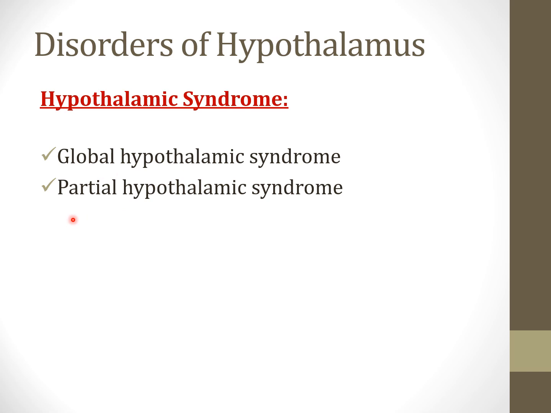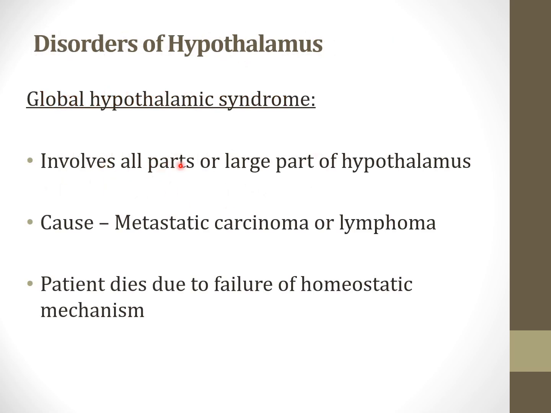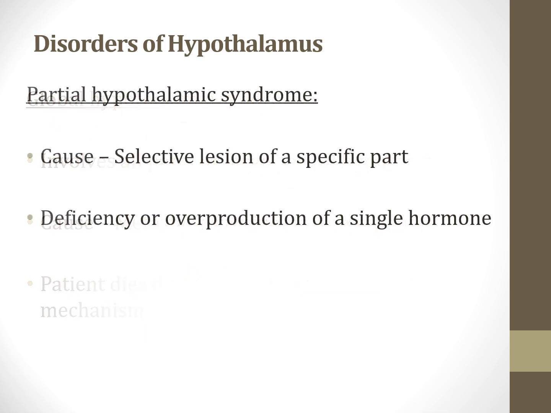What is global hypothalamic syndrome and what is partial hypothalamic syndrome? Global involves all parts or a large part of the hypothalamus, and the cause is metastatic carcinoma or lymphoma, whenever there's any tumor in the hypothalamus. Due to failure of the whole homeostatic mechanism, the person is going to die whenever there's any global hypothalamic syndrome.